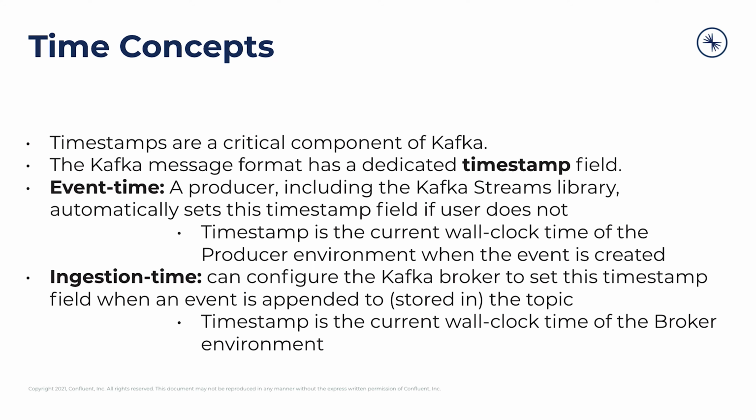And timestamps themselves are a critical component of Kafka. Messages in Kafka have a dedicated timestamp field, which can be set by the producer when it sends a record or by the brokers themselves. Typically the producer will set the timestamp, and this time will correspond to the actual current time in the producer's environment or the time of the event itself.